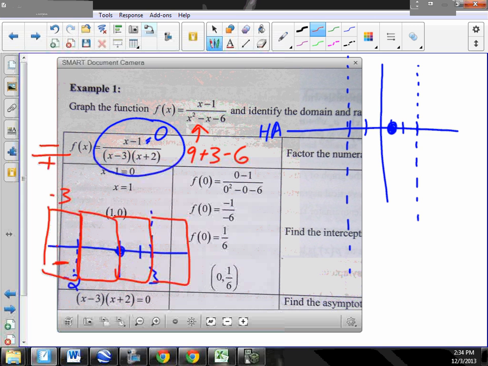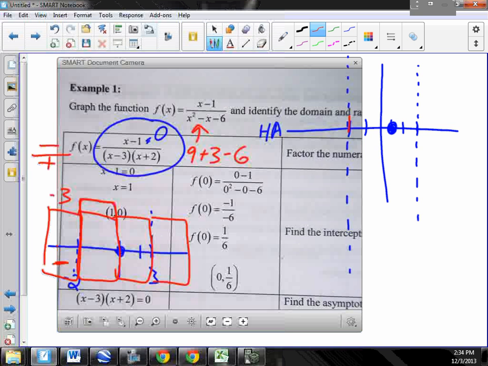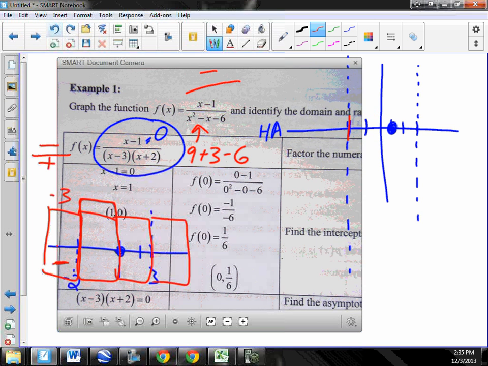Okay? So I move on to the next section. What's the best number to pick inside there? Between -2 and 1. 0 is the one you want. In this group right here, the best number is 0. So I plug in 0. 0 minus 1 is negative on top. Plug in a 0, minus 6. What is negative over negative? So up here is a positive.